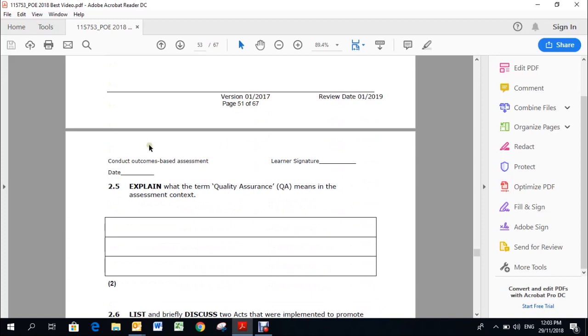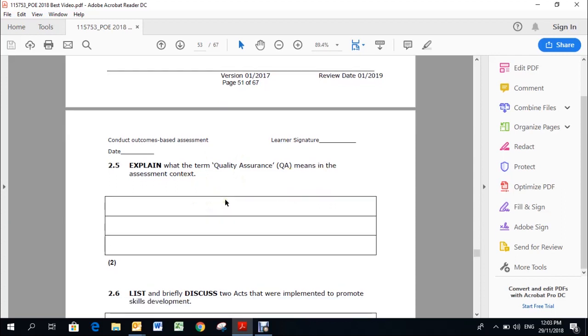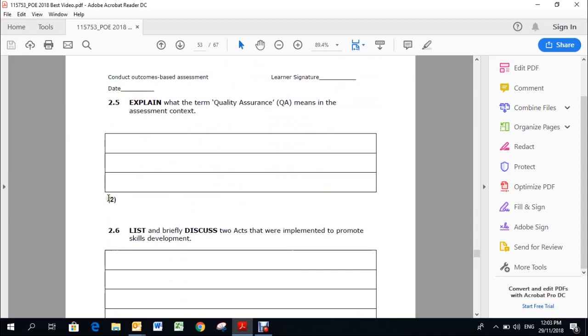Now, we are on 2.5, which is on page 52. Explain what the term quality assurance, QA, means in the assessment context. My general understanding is that quality assurance is an act of meeting the required or the set standards. So you need to come up with your own definition of the term quality assurance, and it carries 2 marks.